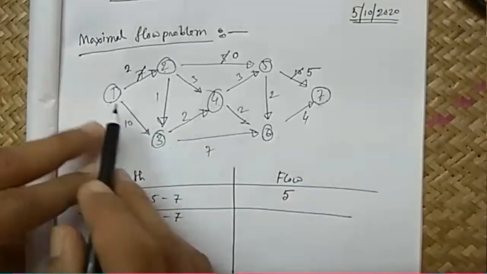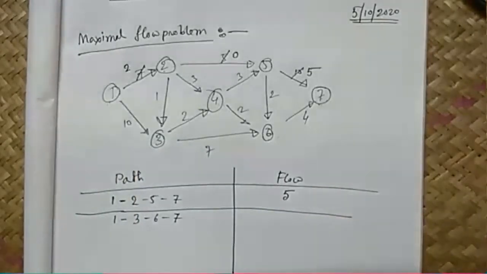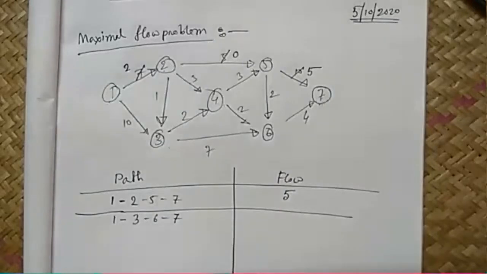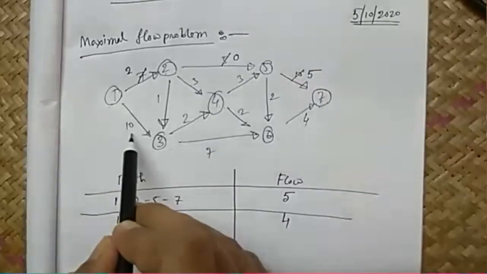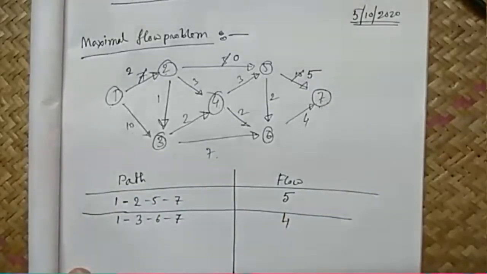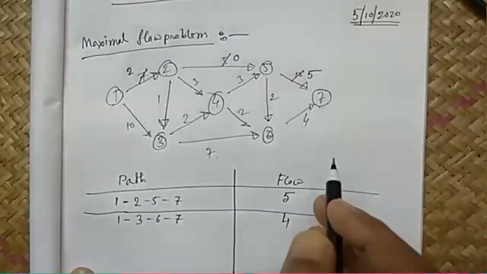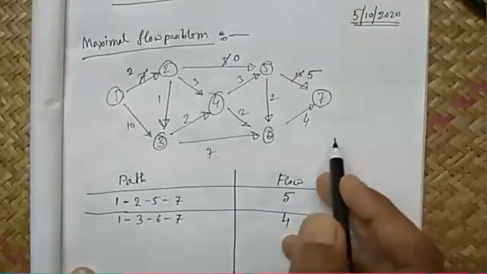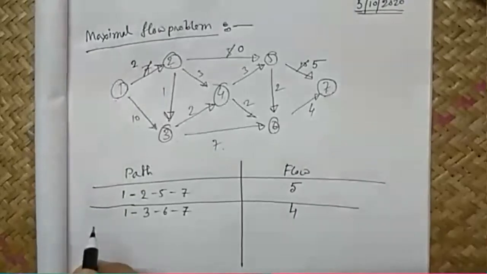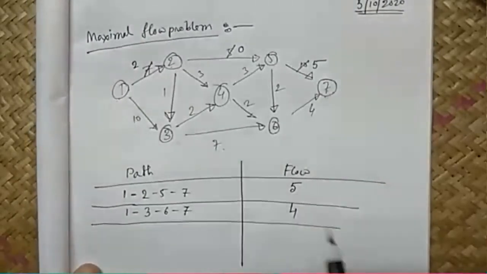If we take 1, 3, 6, 7, please reply, what is the maximum capacity of this path, or the maximum flow possible? 4. Very good. Because between 10, 7 and 4, the minimum is 4, so the capacity of this path, I mean the maximum flow capacity, is 4. Okay, so we will update the capacities.